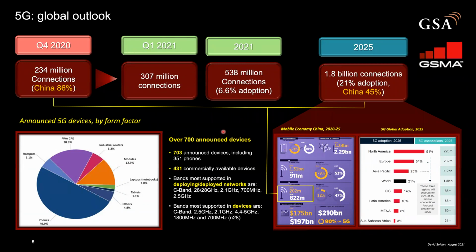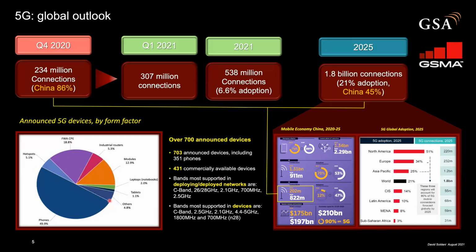Now, looking at terminal availability, smartphones, because if the ecosystem is not in place, the services and the uptake of the business cannot take place. The numbers here are more recent, from a month ago. You see that we already have more than 700 announced devices, and more than half of them are commercially available. We are talking not only about smartphones, which are about 50% of the devices available commercially, but there are also a number of CPE for fixed wireless access and other models.